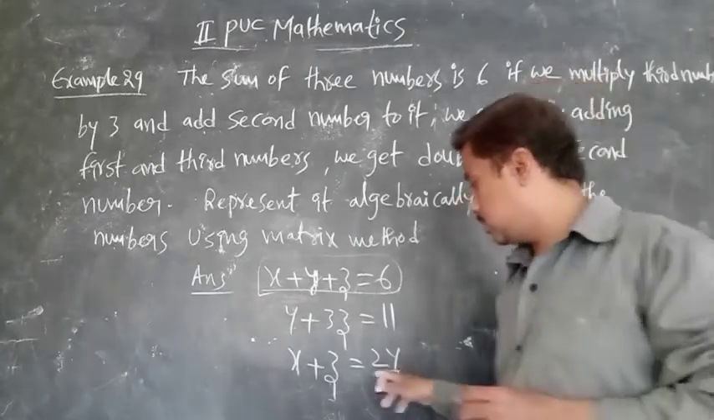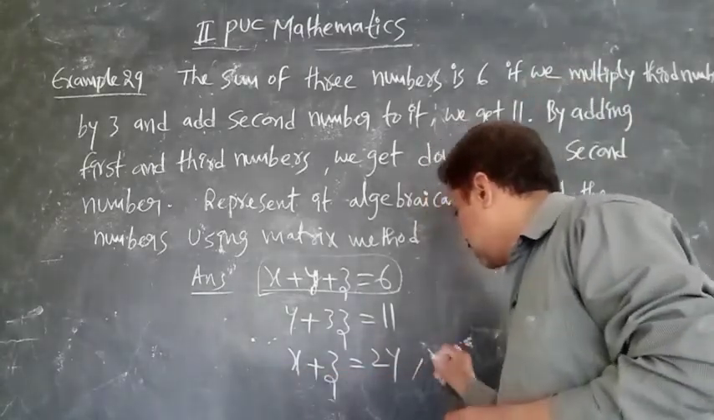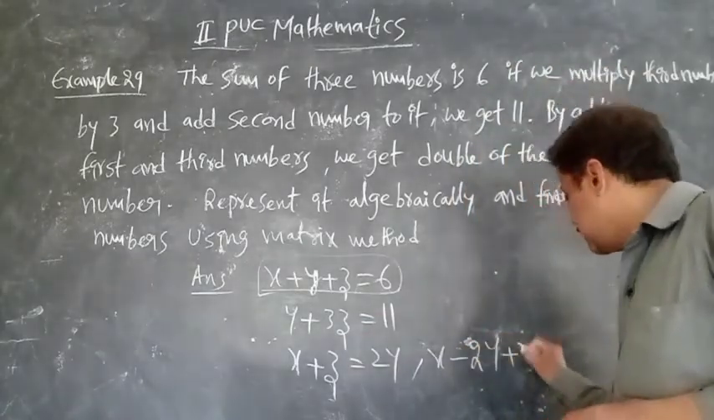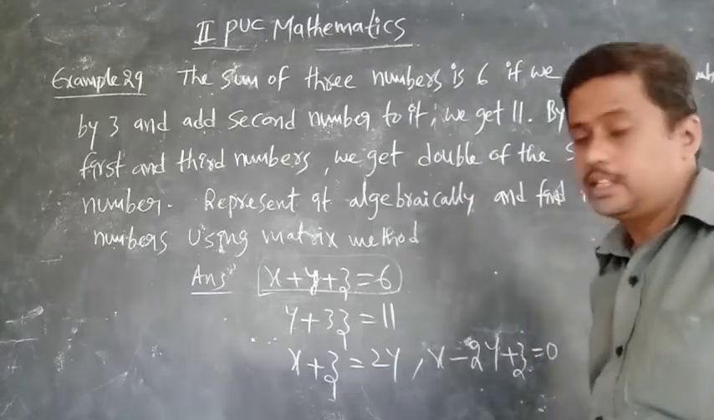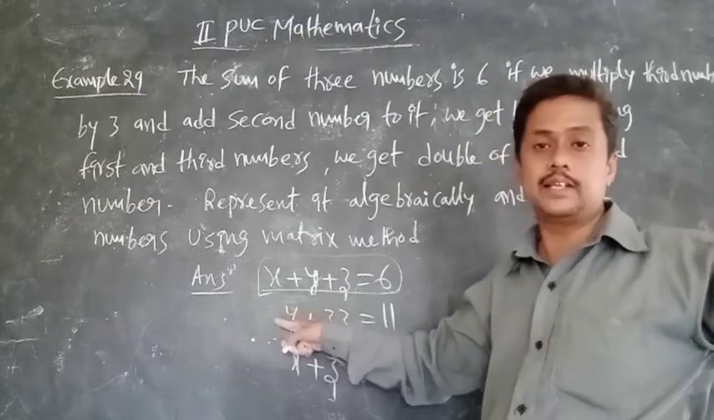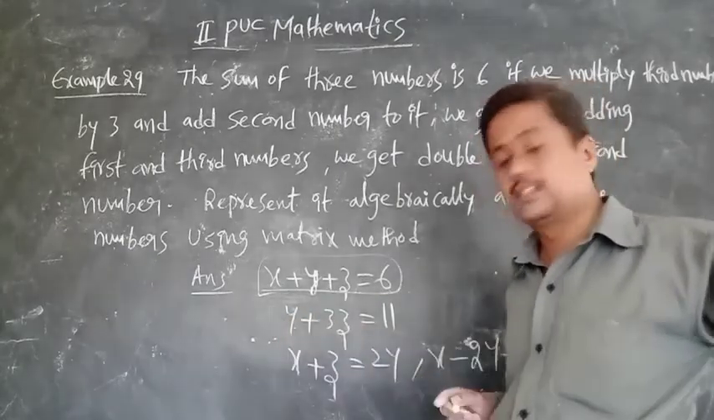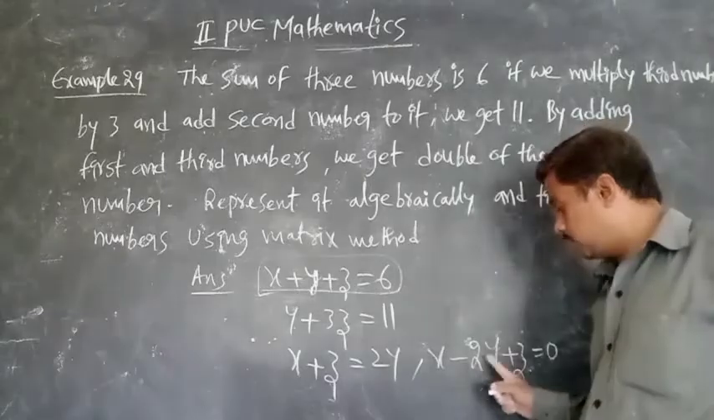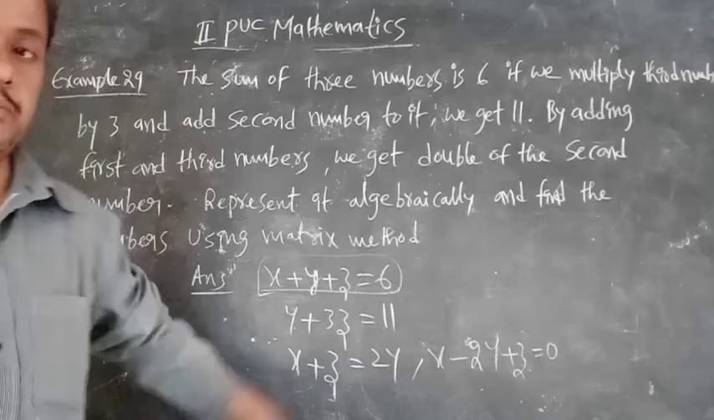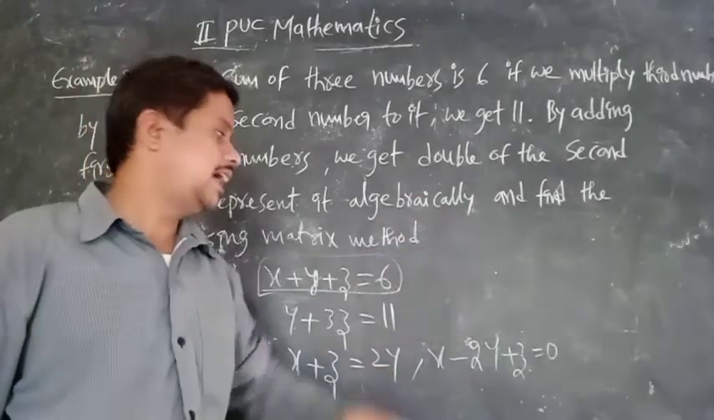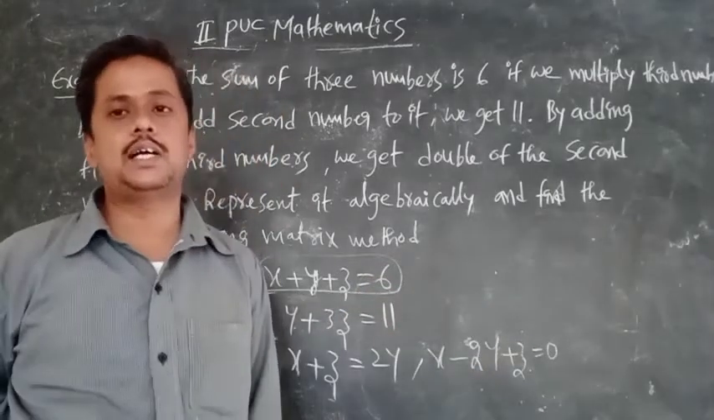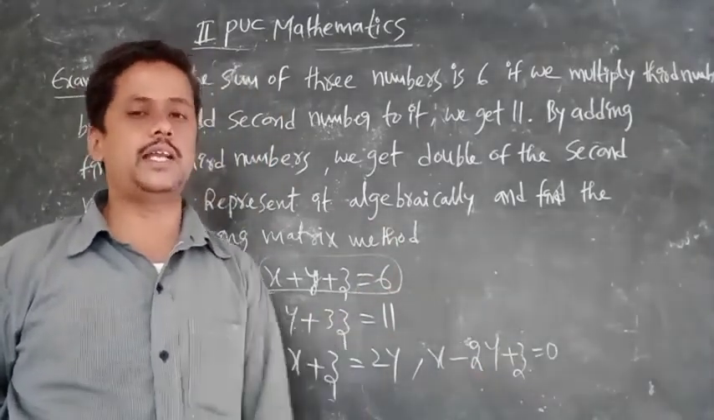So this equation can be written as x minus 2y plus z is equal to 0. Now, what is the A matrix? 1 1 1; here x is not there, that's why 0 0 1 3; here x is 1, y is minus 2, z is 1. So z coefficient is 1. Like that we have to frame the A matrix, the X matrix and the constant matrix. 6, 11, 0 is the constant matrix. Solve according to the matrix method.